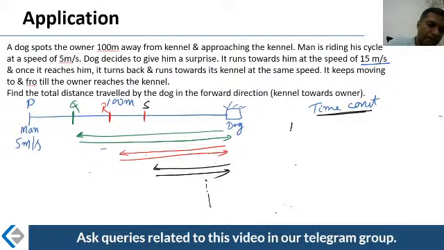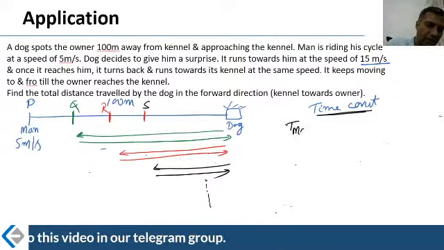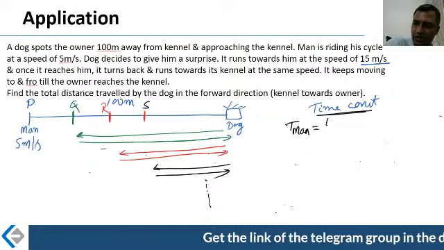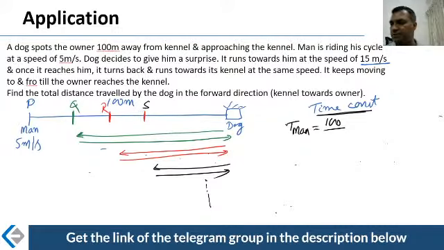Therefore, what is the time taken? What is the time taken by the man to reach the destination? 100 meters. What is the distance here? Distance is 100.